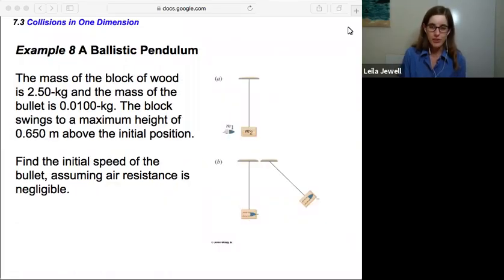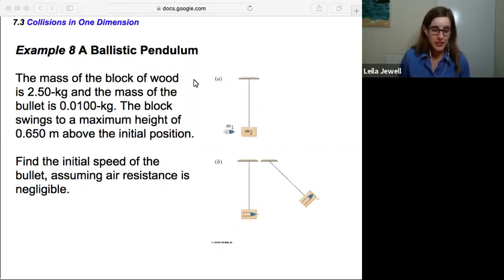Continuing section 7.3 on collisions in one dimension, let's look at this example of a ballistic pendulum. This is a classic physics example because it highlights conservation of momentum and conservation of energy all at once, and how those two concepts can be applied to different scenarios and can actually work together to solve a problem. We have this block of wood that's hanging, and then we fire a bullet at it, and we see how far that block of wood swings into the air.